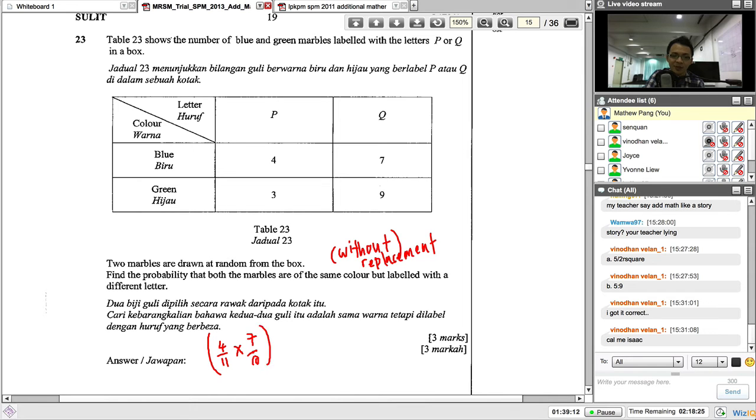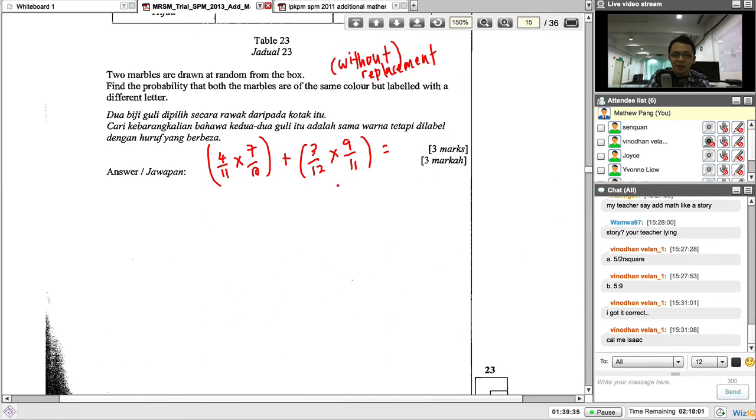This one is for blue, P and Q. I'm going to add this one with 3 over 12, multiplied by 9 over 11. Alright, I'm going to add them together. And then, yeah, I hope my answer is correct. This is 28. I need more space to solve this one. So I'm going to write down: this is 28 over 110 plus this is 27 over 132. 12 times 11 is 132. This is 11 times 11. This is 132.